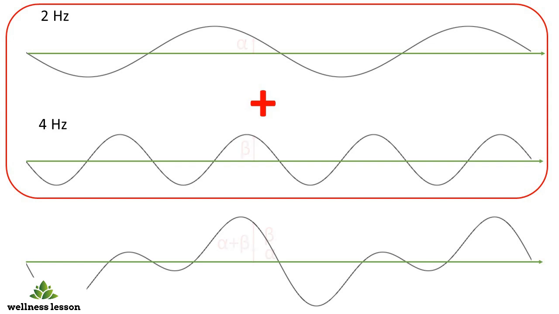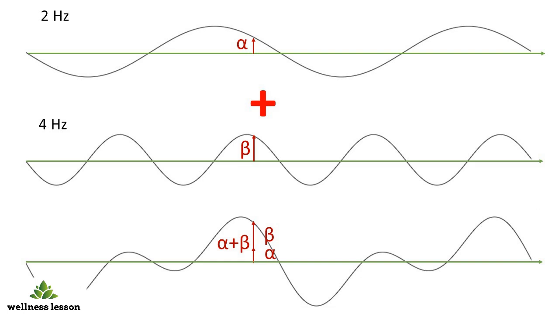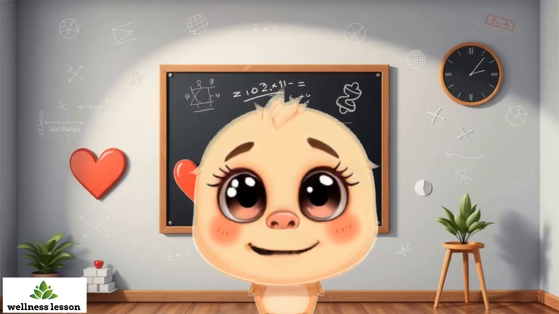This means that at every point in time, the amplitudes, heights, of the two waves are summed together. The resulting waveform is more complex and exhibits characteristics from both original waves. This principle is fundamental in signal processing and helps in understanding how complex signals are formed from simpler ones.